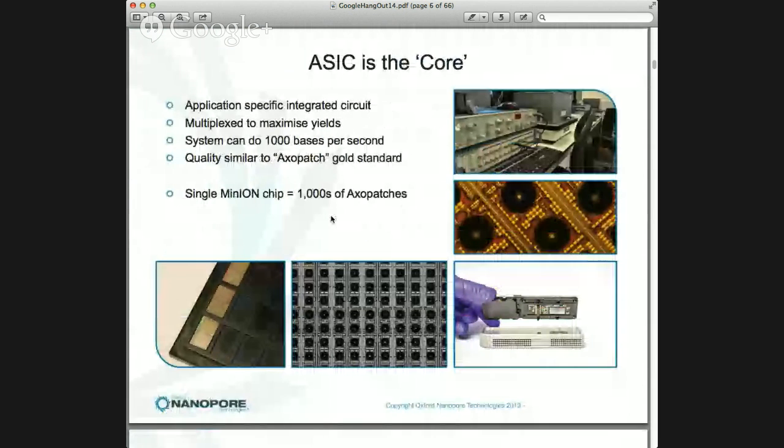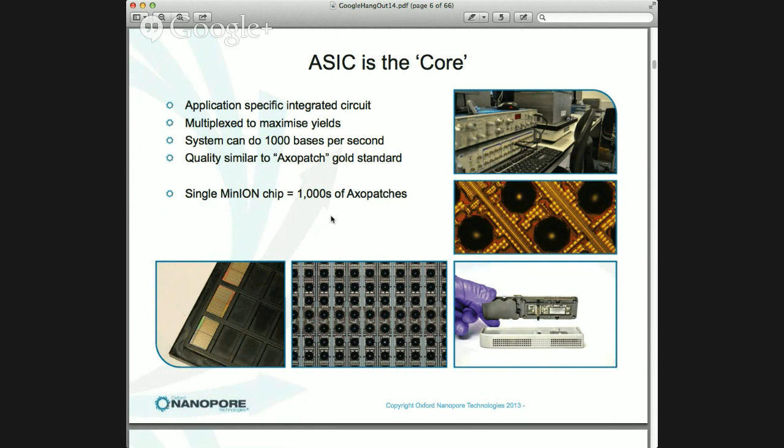Now, the heart of this sequencer is what's called the ASIC. That's an application-specific integrated circuit. And in a way, it's the processing core that translates chemistry into electronic signals. And these things don't grow on trees. There's no off-the-shelf ASIC that I'm aware of that's good enough to make an arrayed nanopore sensor.